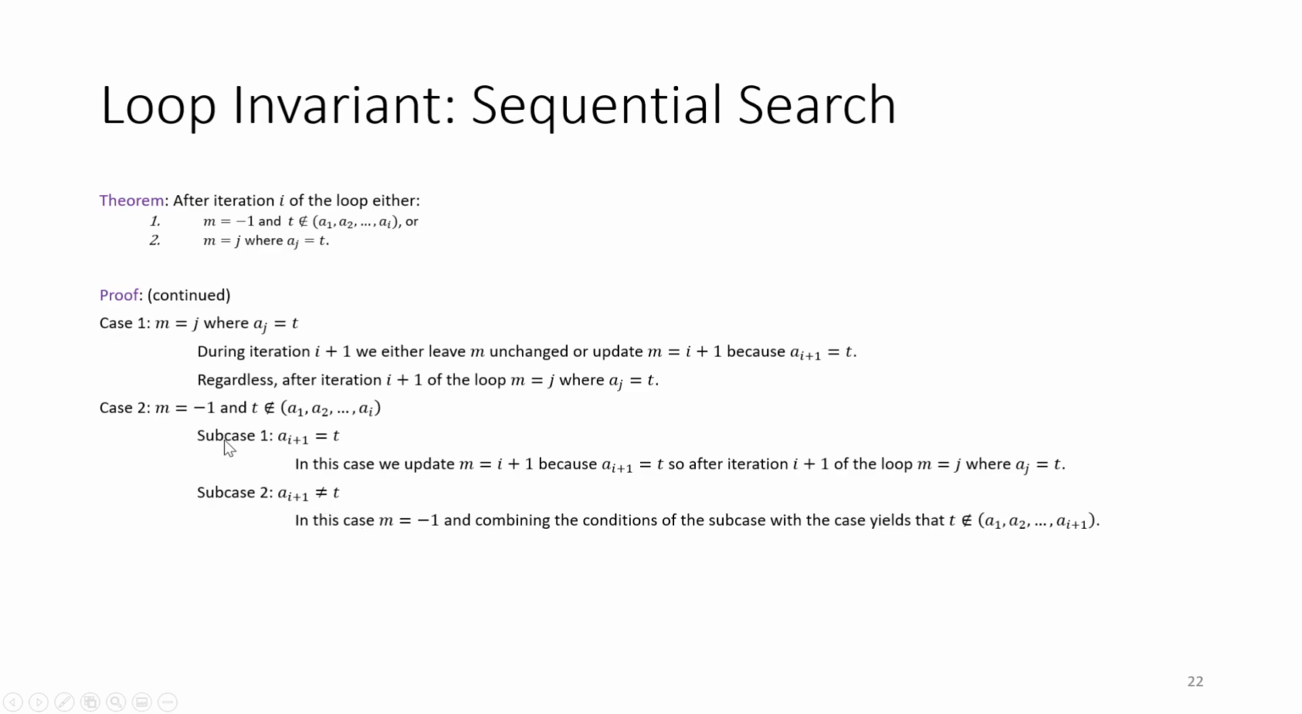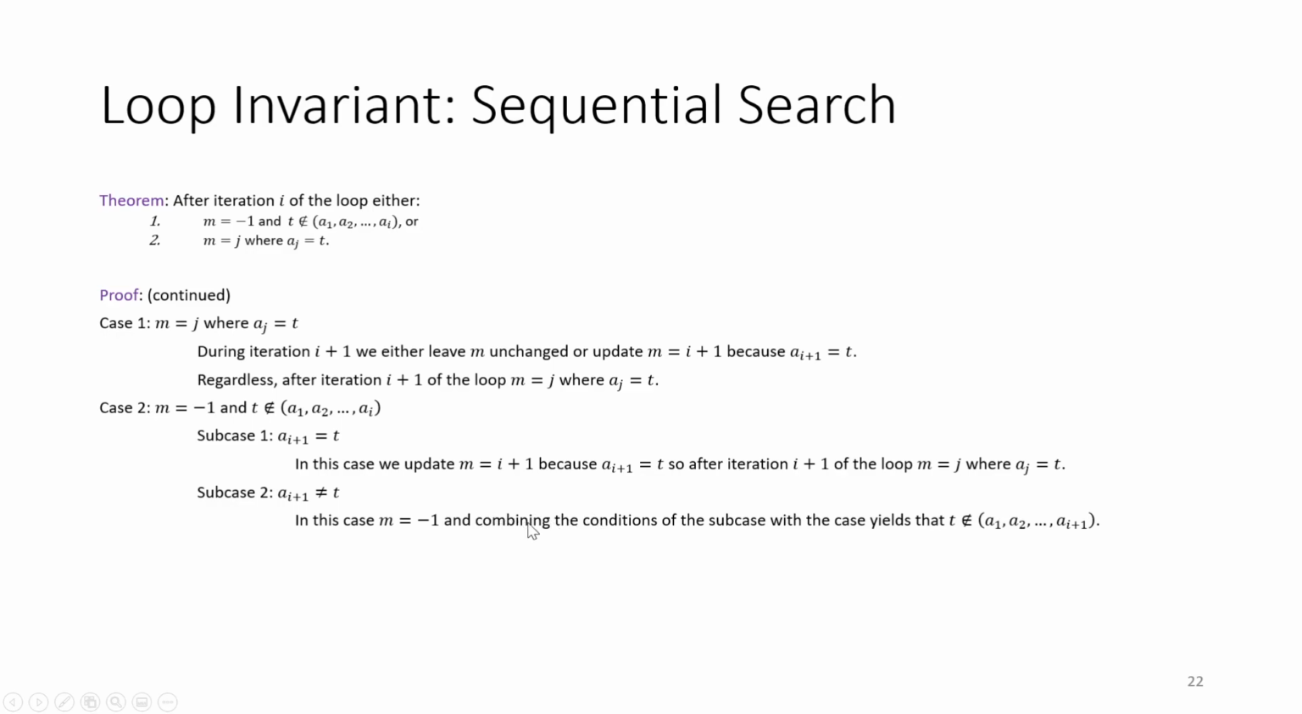If m is equal to -1 because we haven't found it yet, we still haven't found it after this step. So if a(i+1) is not our target, then that means after this step we haven't found it either. Well, if it's not equal, we don't do any updates. We leave m equal to -1.